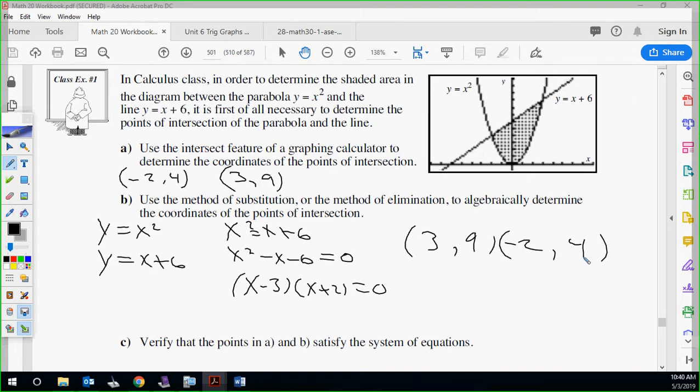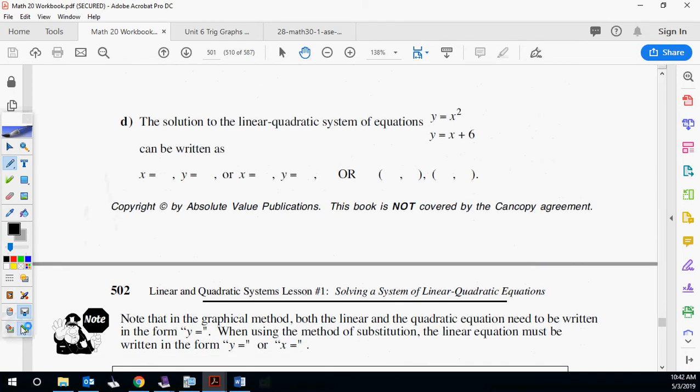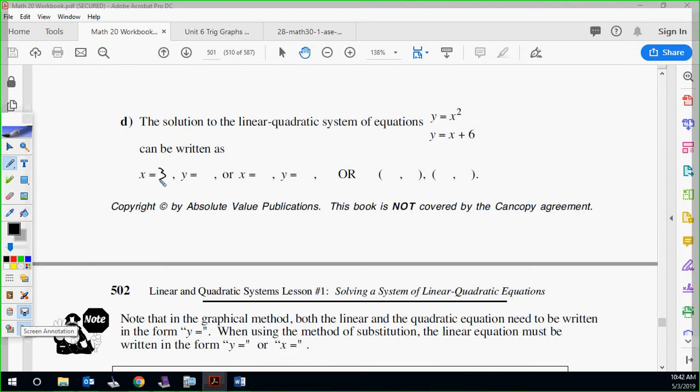You've done that process in Math 10. We just verified it by plugging in to get y, so we don't have to do this part again. If you plug in 3, you'll get 9, and if you plug in -2, you'll get 4. So the solutions to this linear to quadratic system are x is 3 and y is 9, or x is -2 and y is 4, or the points (3, 9) and (-2, 4).